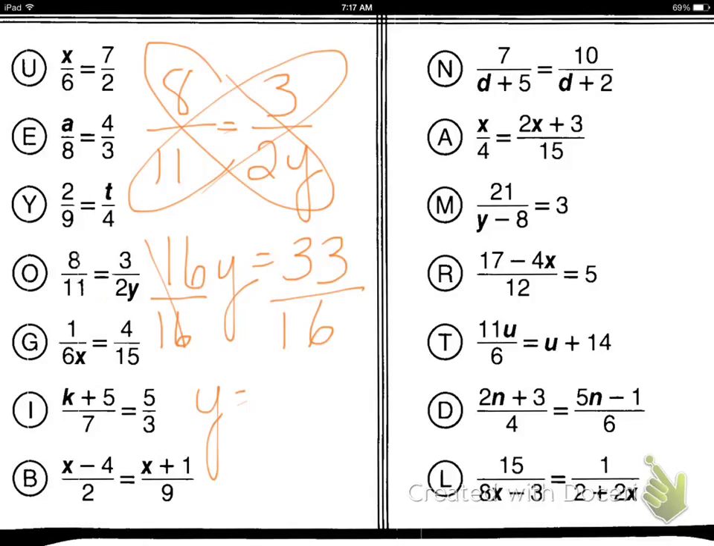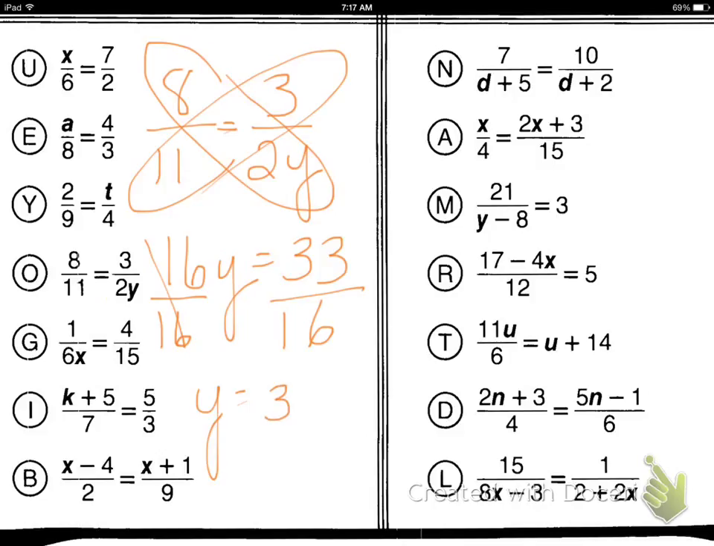Now, can we simplify it? Well, does 16 go evenly into 33? No, I don't believe so. I believe 16 times 2 is 32. So it almost did, but almost only counts in horseshoes and grenades, my grandpa used to say. So 33/16 is my final answer.